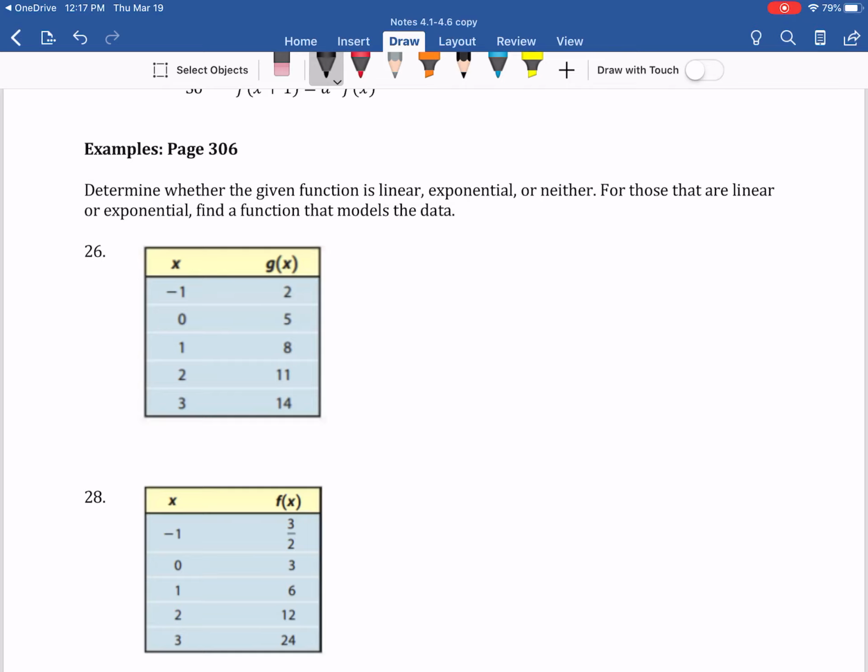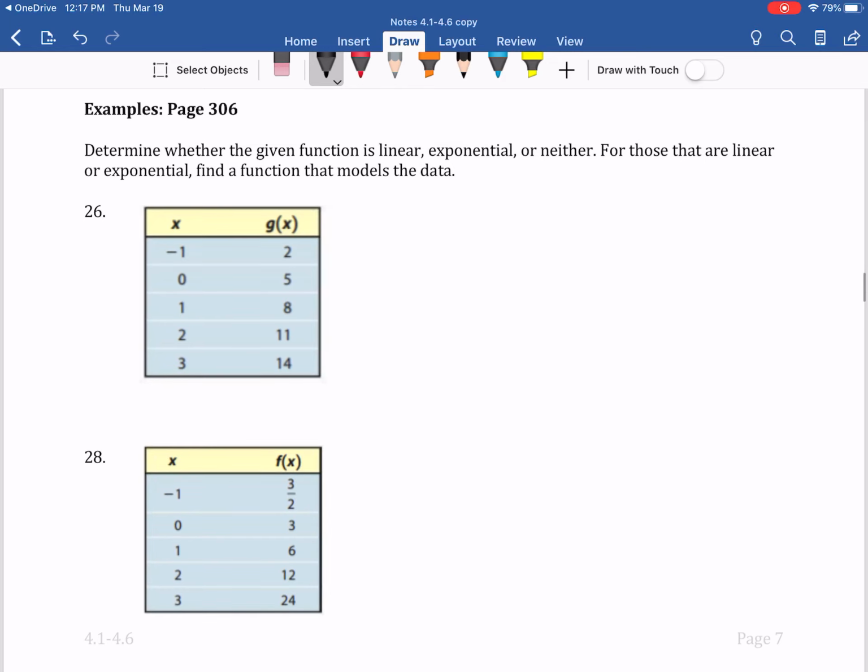So let's look at example 26. In example 26, like I said, the x values go up by 1 unit each time, and the output values go up by the same quantity, which is 3. From 2 to 5 is a difference of 3. From 5 to 8, the difference is 3. From 8 to 11, it goes up by 3, and from 11 to 14. So this is not going to be representing an exponential function. This is not exponential.